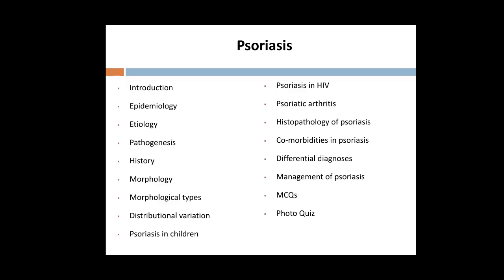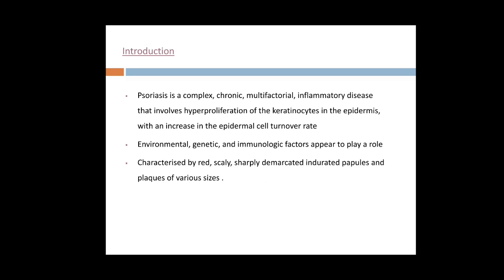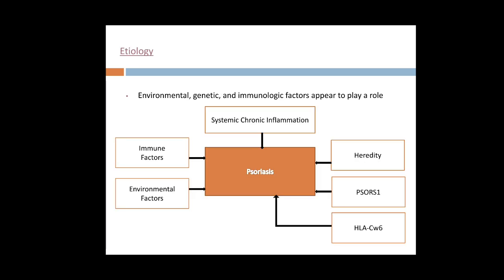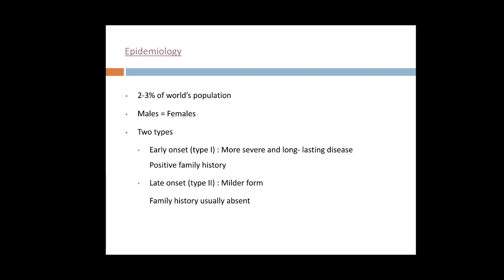Coming to psoriasis, these are the headings under which we'll be discussing psoriasis. Now, what is psoriasis? Psoriasis is a complex, chronic, multifactorial inflammatory disease that involves hyperproliferation of the keratinocytes in the epidermis with an increase in epidermal cell turnover rate. There are various factors which play a role: immune factors, environmental factors, and hereditary factors. Among hereditary factors, one gene, HLA-Cw6, is associated, and any person affected with this can develop psoriasis and psoriatic arthritis also. This affects 2 to 3% of the world population with an equal male to female ratio.